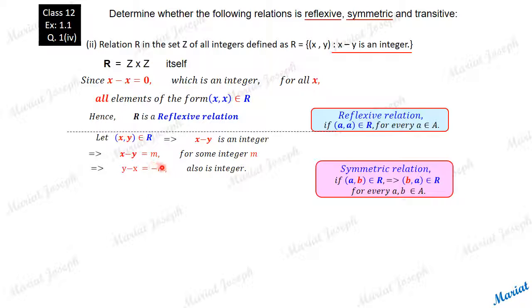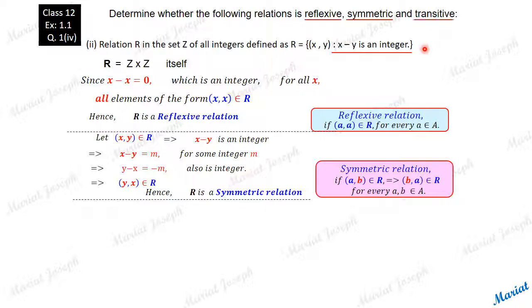Now let's see what about y minus x. If x minus y is m, y minus x is minus m. Of course, if m is an integer, minus m is also an integer. So the pair (y, x) will surely belong to R. Now it is logically proved that whenever the pair (x, y) is there in the relation, (y, x) can also be found in the relation, which is what should be satisfied by the relation to call it a symmetric relation. So this given example relation is a symmetric relation.